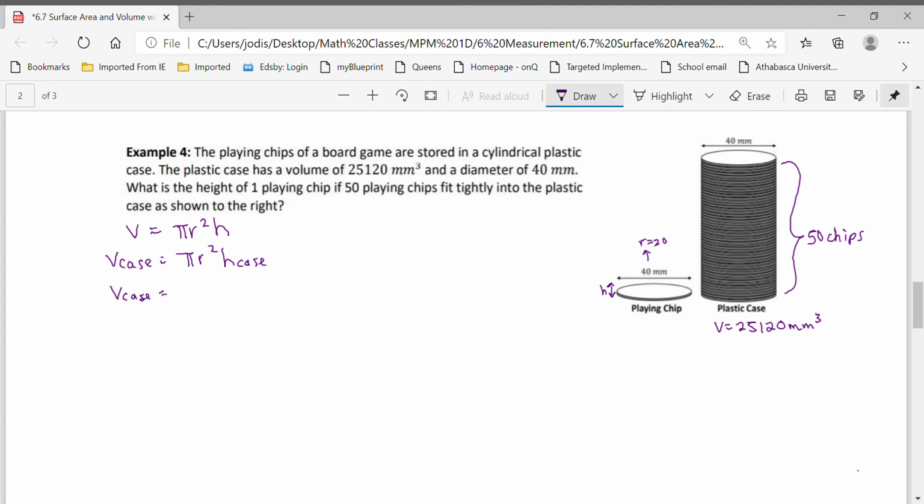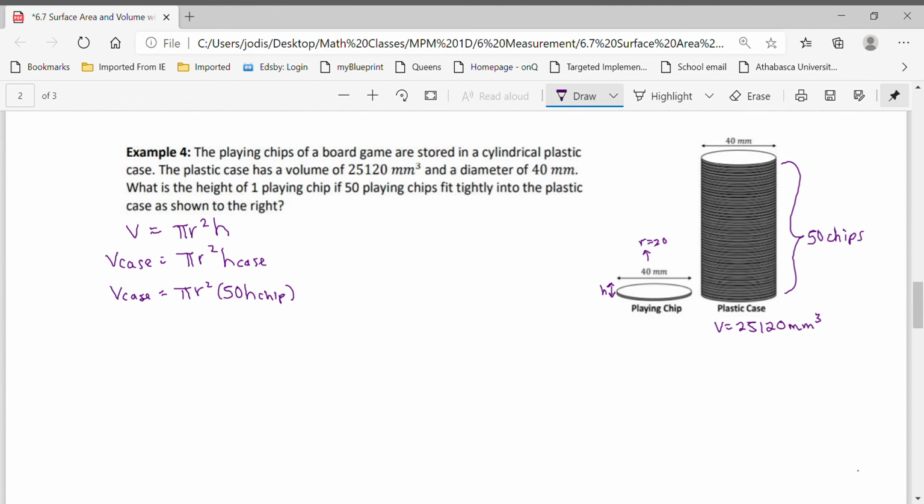So let's fill in a little bit about what we know. So we know pi, I'm just going to leave the radius for right now. And the height of the case we know is 50 times the height of the chip, right? Because we said that this is 50 chips. So 50 heights, okay, is the height of our case. All right, so I want to solve for the height of the chip.